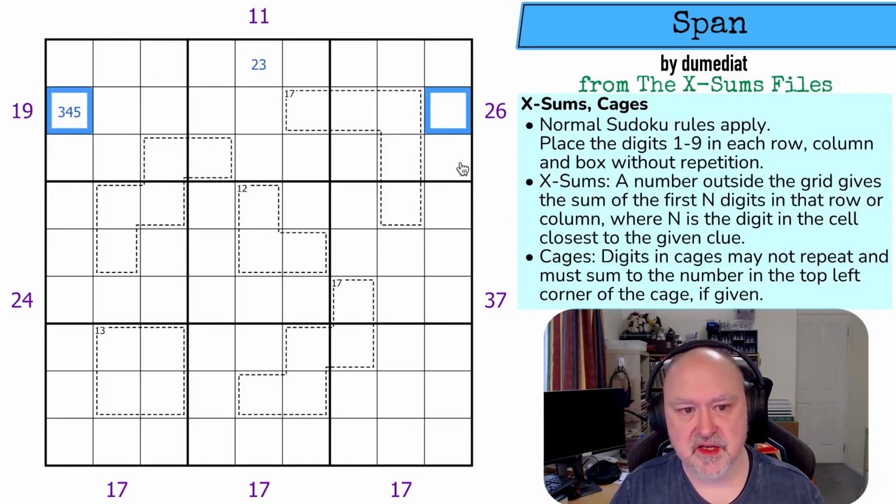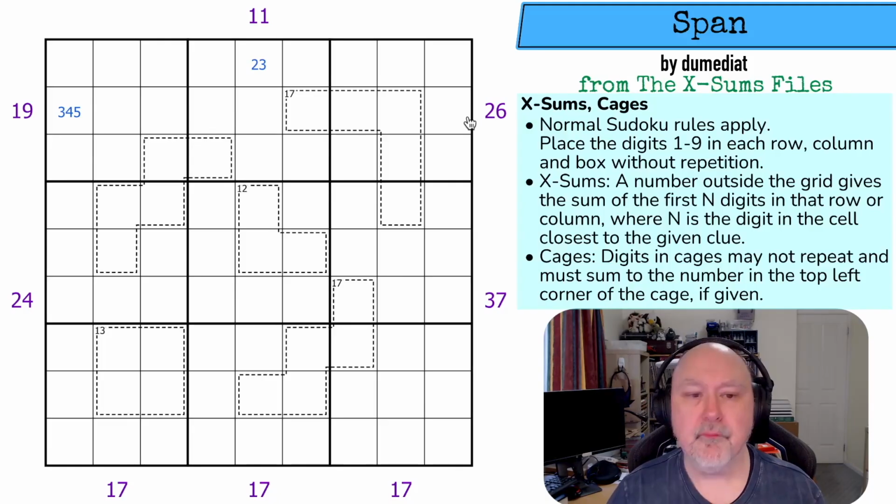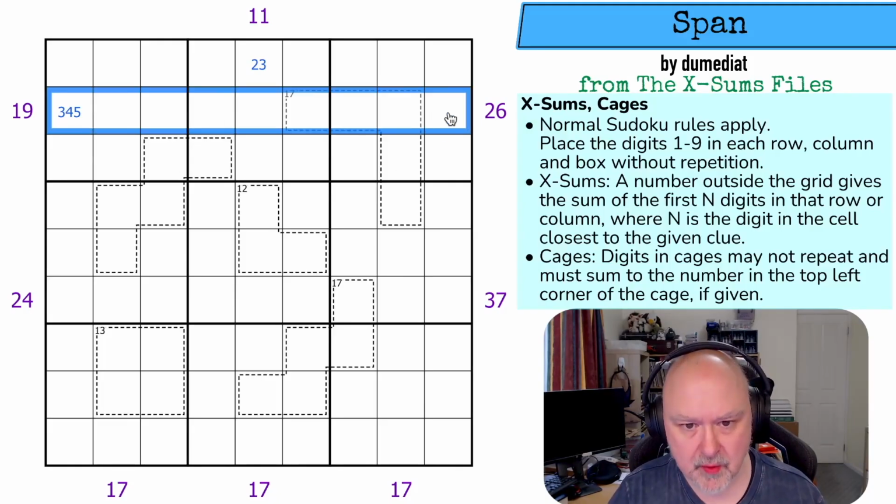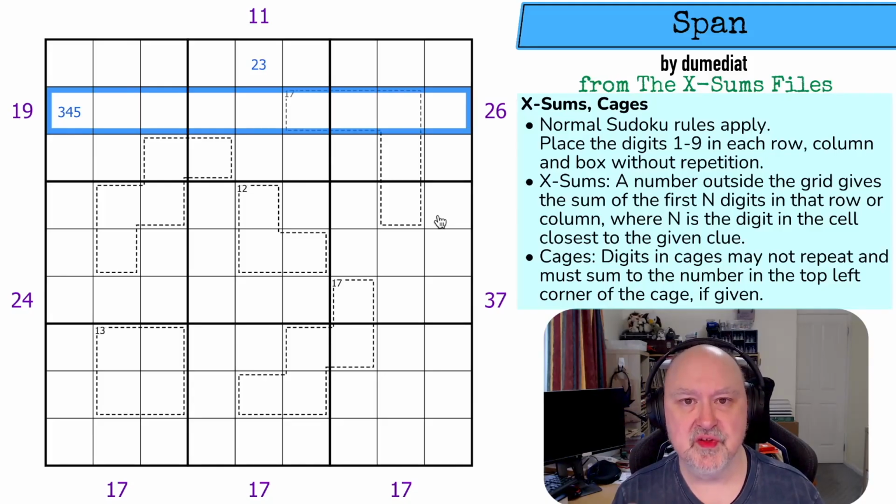There's a shortcut I can do here. This clue plus this clue. Now, 19 plus 26 is 45. And that's important, because if we look at an entire row of a Sudoku, then an entire row of the Sudoku contains all the digits 1 through 9. 1 through 9, if you add them together, is 45. And these 2 clues sum to 45.